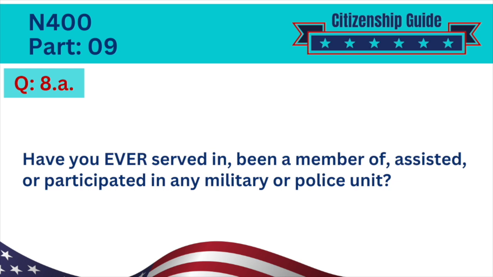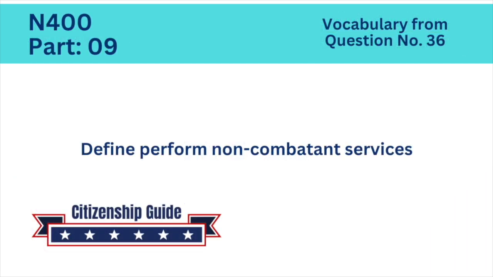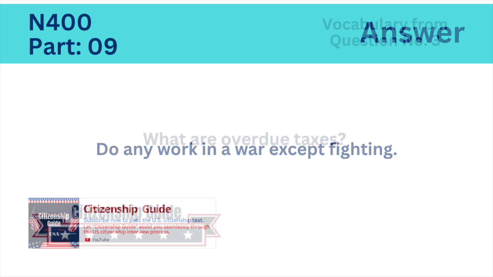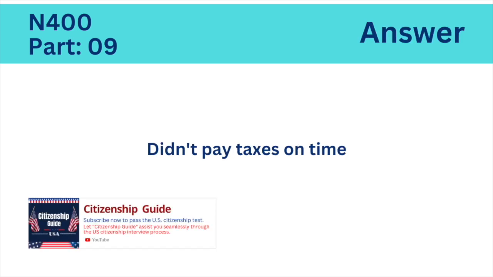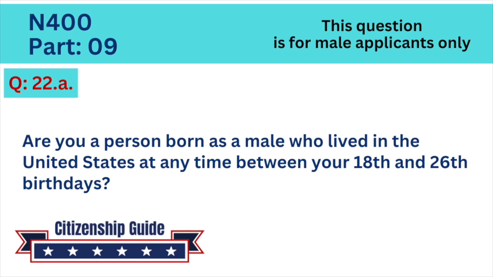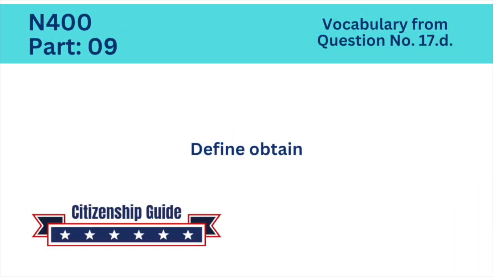Have you ever served in, been a member of, assisted, or participated in any military or police unit? No. Define, perform non-combatant services. Do any work in a war except fighting. What are overdue taxes? Didn't pay taxes on time. Are you a person born as a male who lived in the United States at any time between your 18th and 26th birthdays? No. Define, obtain. To gain something.